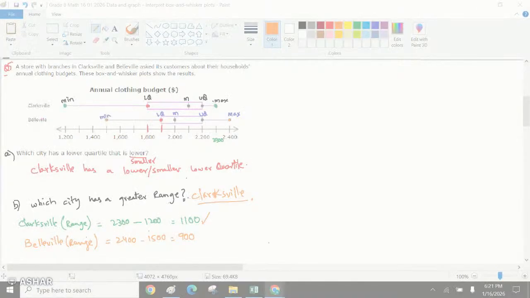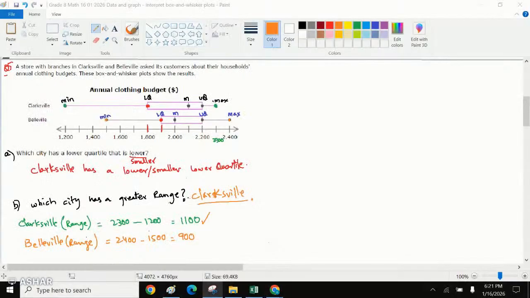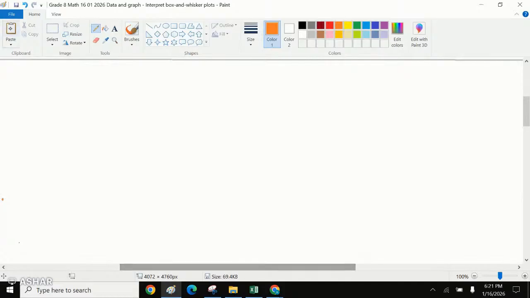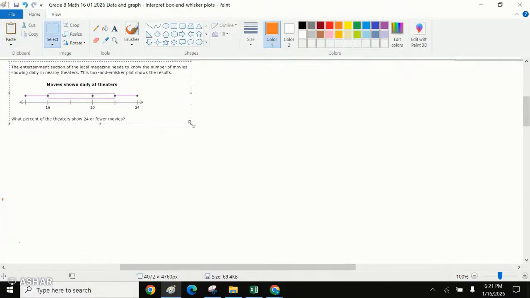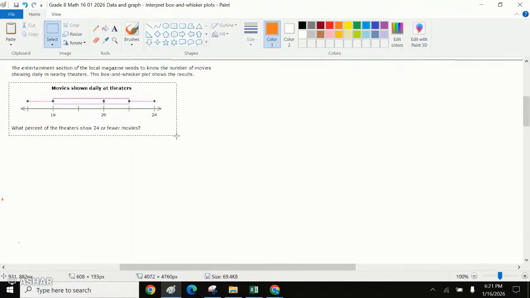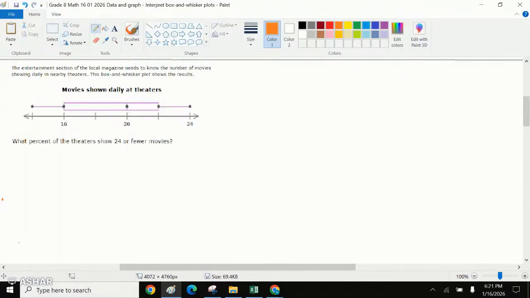The next question says the entertainment section of the local magazine needs to know the number of movies shown daily in different theaters, right? So let's copy question number 6. This is our question number 6, and this is the box and whiskers given to us. It is giving the number of movies shown daily in different theaters, right? What percent of the theaters show 24 or fewer movies?